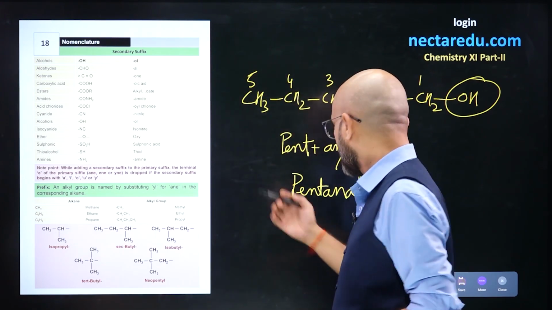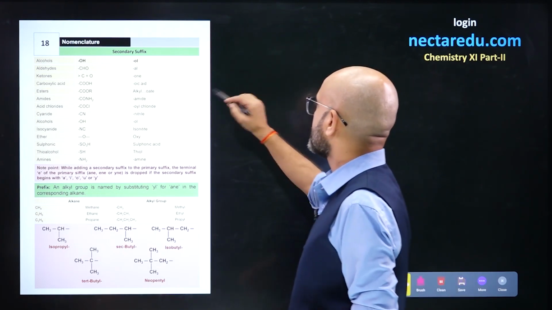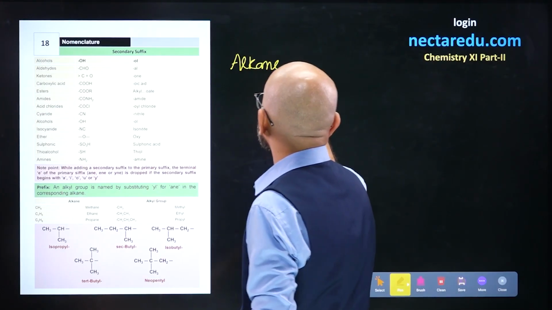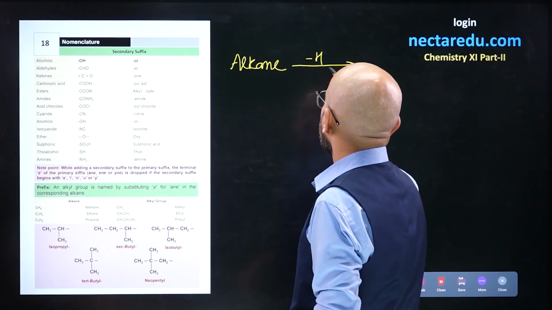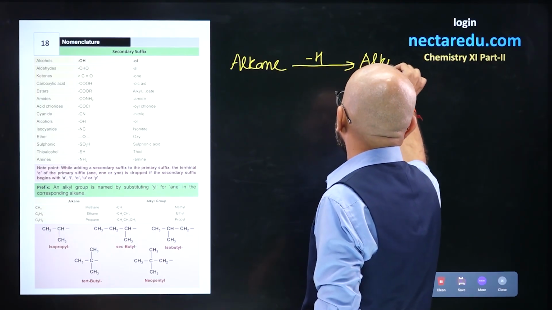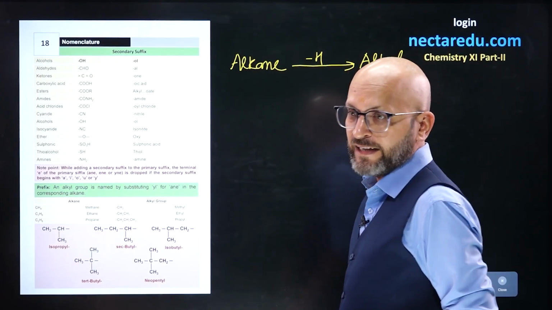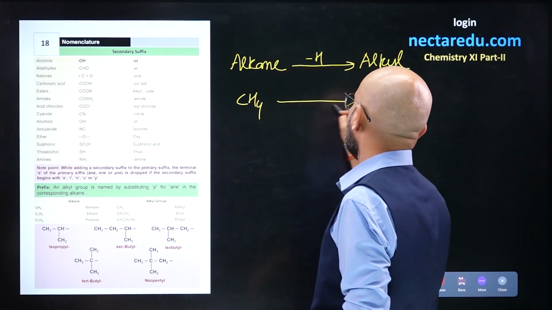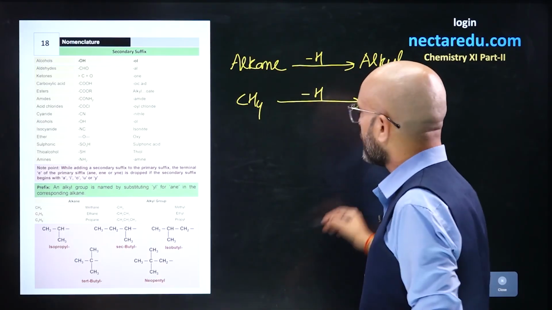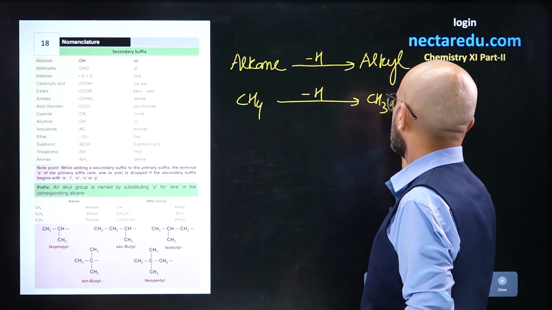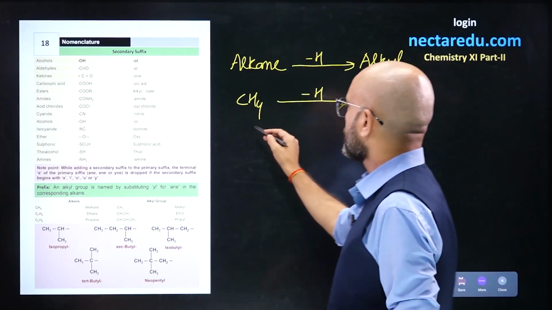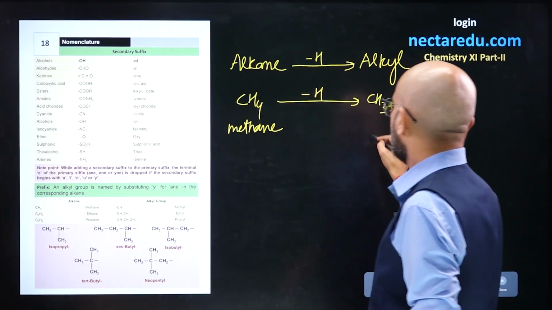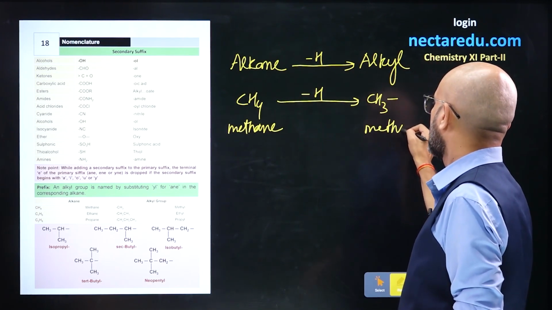Alright. Next we will have alkyl groups. If we remove hydrogen from an alkane, alkane minus hydrogen will give you alkyl. For example, if we have methane and we remove one H from this, what do we get? We get CH3 and one bond is free. So after removing, we name it as methyl.